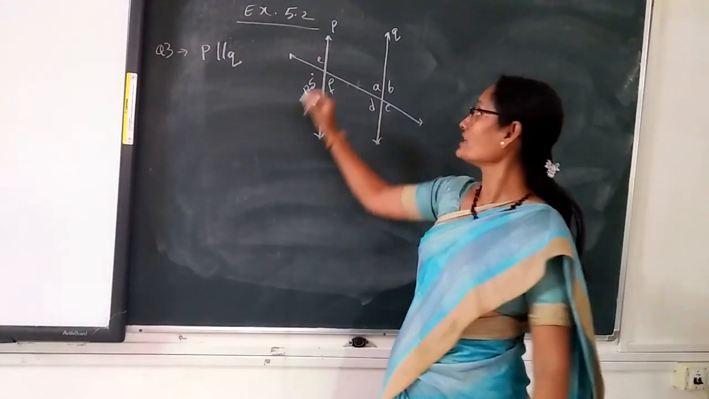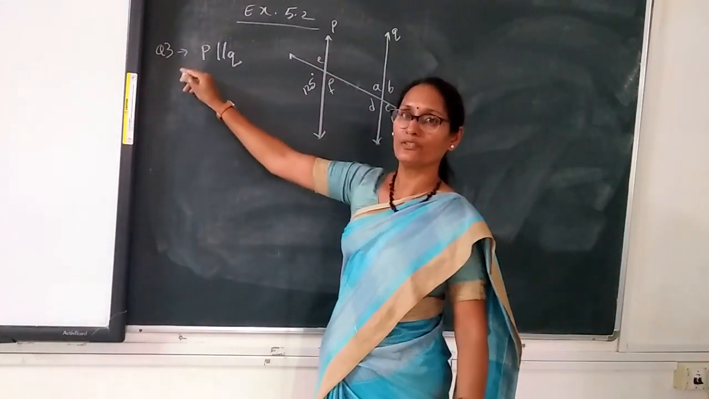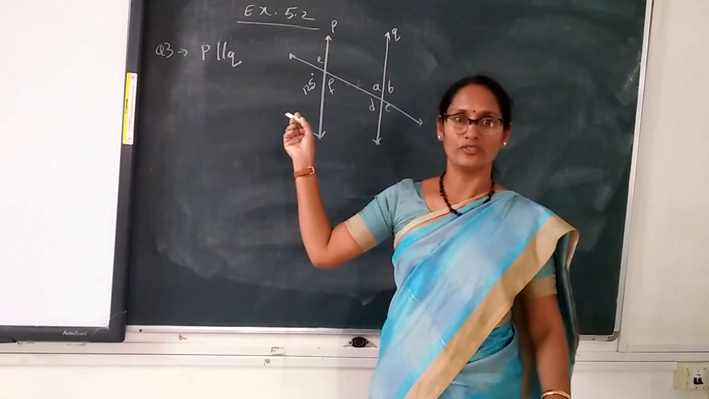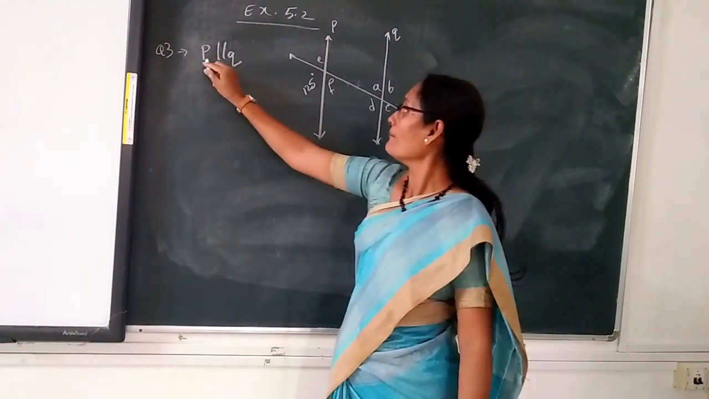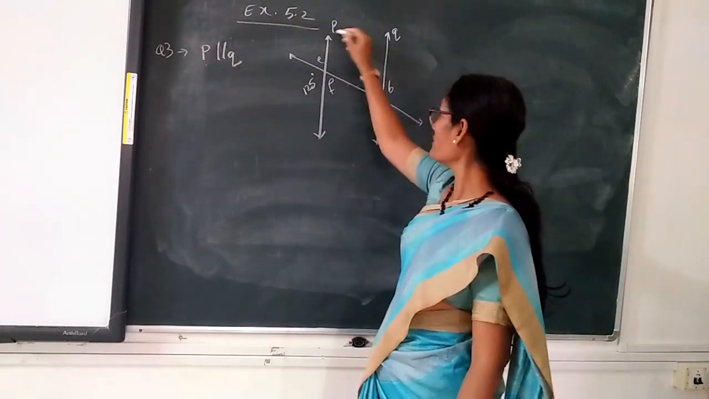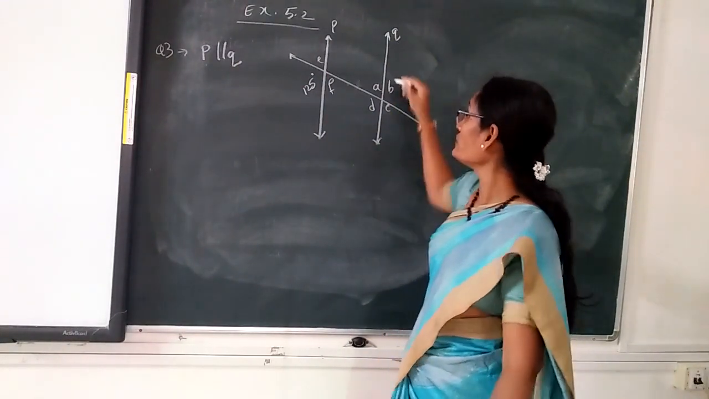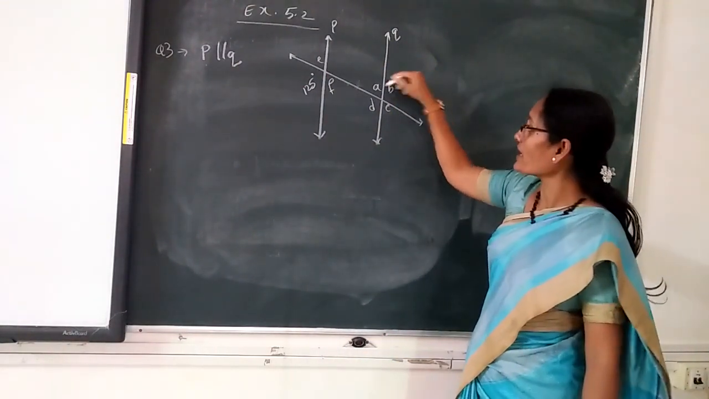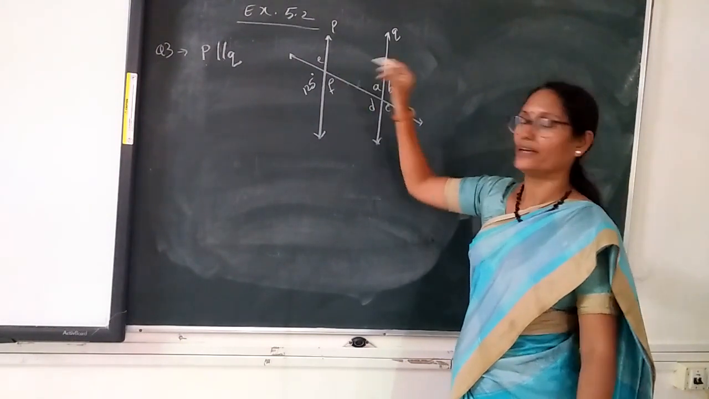Okay students, let's start with exercise 5.2, question number 3. Question number 1 and 2 you can try to do by yourself. P is parallel to Q. It is given P is parallel to Q. And what we have to find out? We have to find out the values for A, B, C, D, E and F.